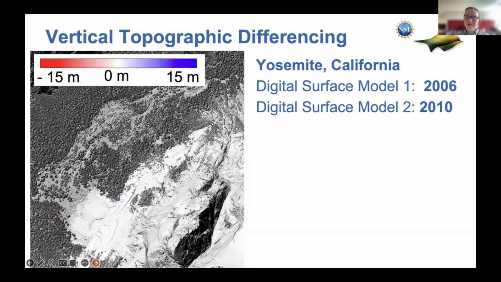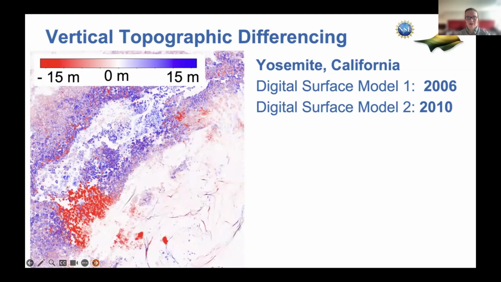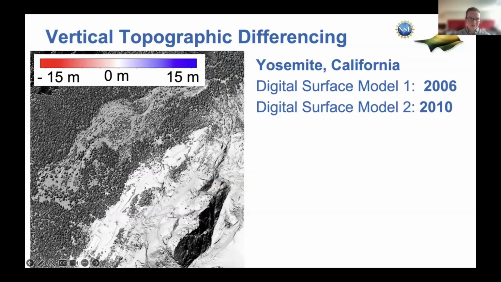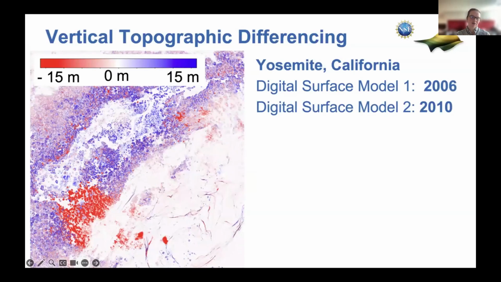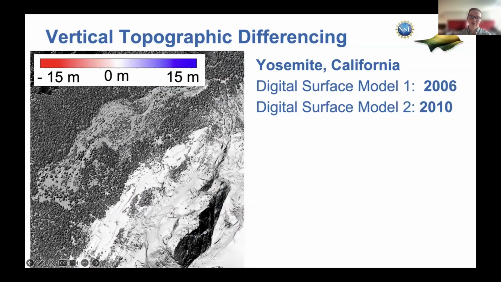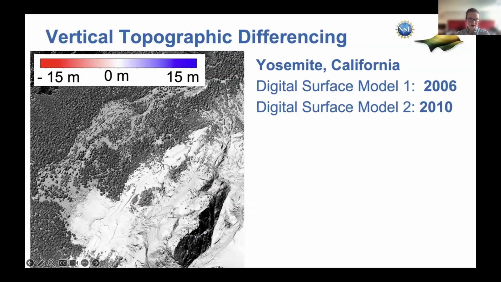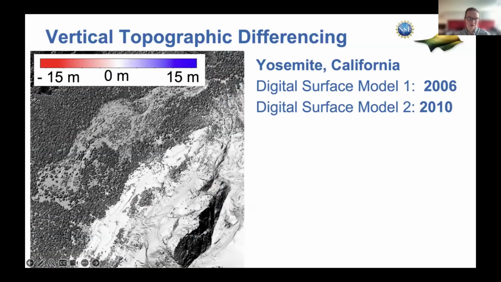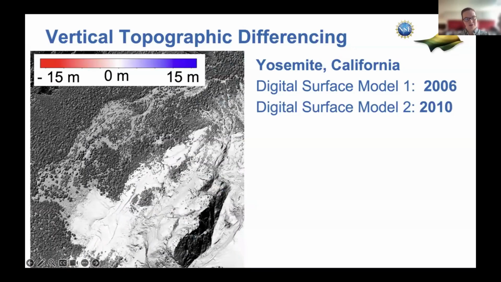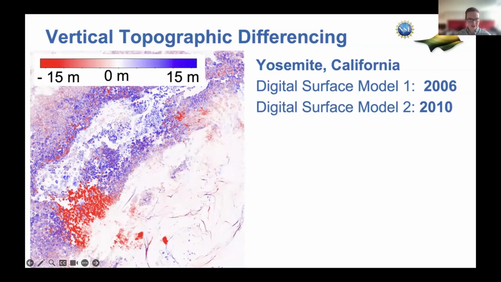So I'm now going to show you several examples of topographic differencing. Here we're looking at an example of Yosemite, California. The two grayscales are topographic hillshades, images of the digital elevation model from before, first right there, and after there, a rock fall. And then in the color map, you'll see that the red is downward movement of the Earth's surface.